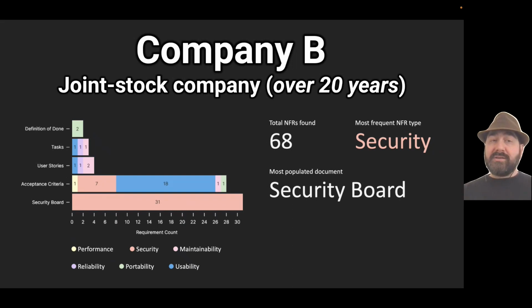Company B was a joint stock company, with over 20 years in the software development market. We only have access to part of its documentation. The most frequent type of non-functional requirement was security for this company. That was very important. But as you can see, we also have a significant amount of usability.